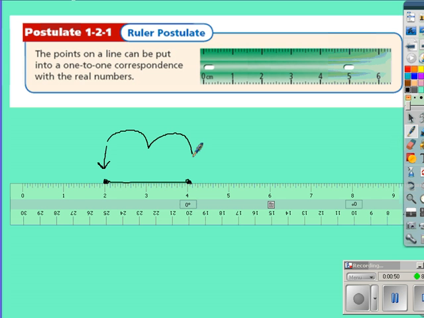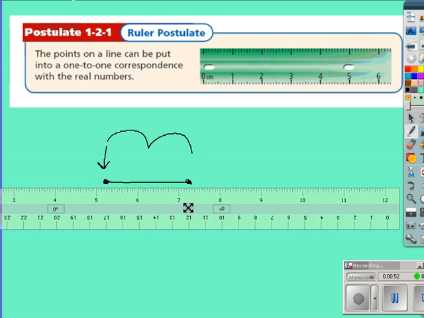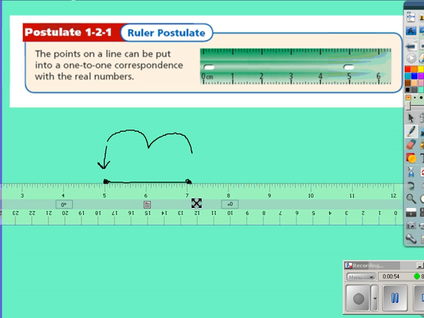I could put this ruler anywhere. Could set it up with it starting at 5. It's still a 2-inch line segment because I'm still starting at what I'm calling 0. So you can always measure a line or measure a distance between 2 points by putting it on a number line, which we call a ruler.